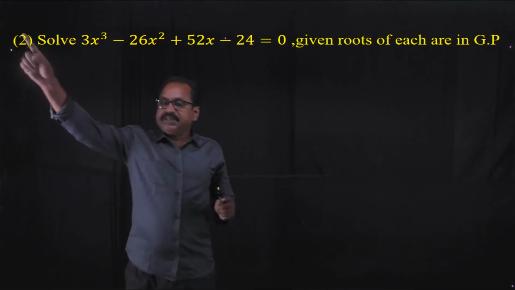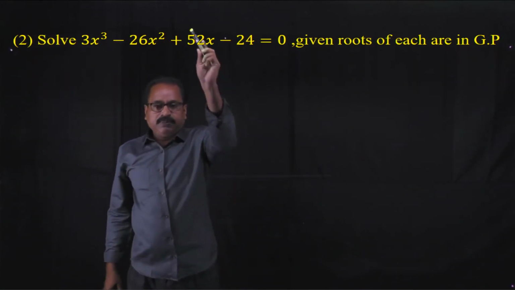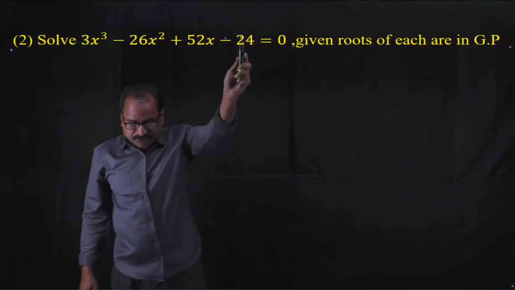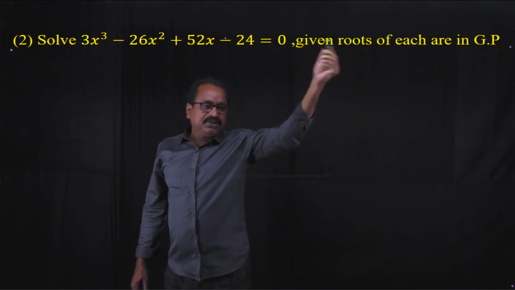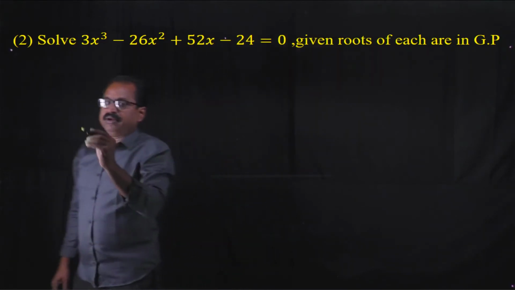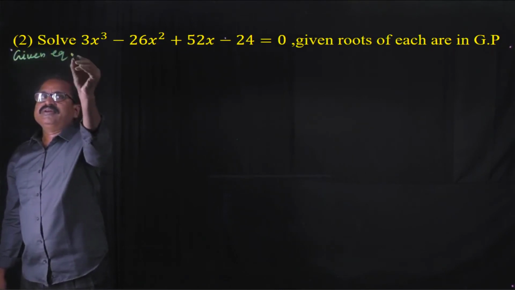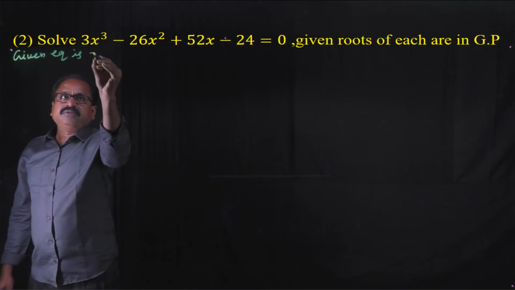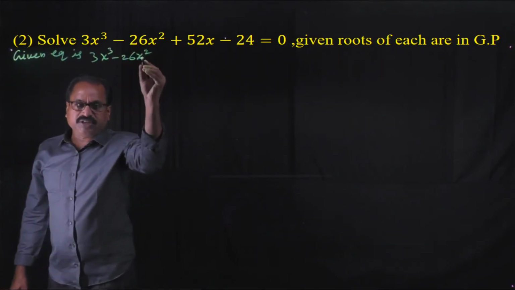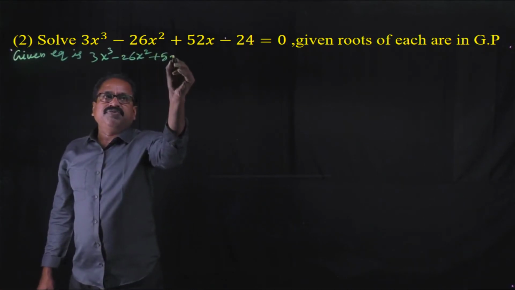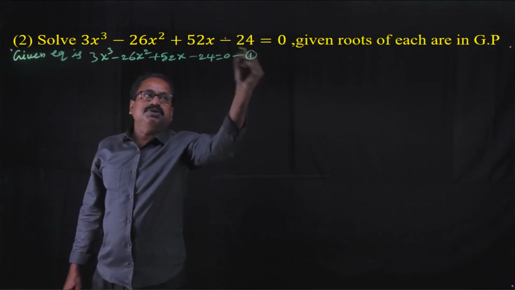Now the second question is: solve 3x cube minus 26x square plus 52x minus 24 is equal to 0, given that the roots of each are in GP. So the given equation is 3x cube minus 26x square plus 52x minus 24 is equal to 0. This is equation number 1.